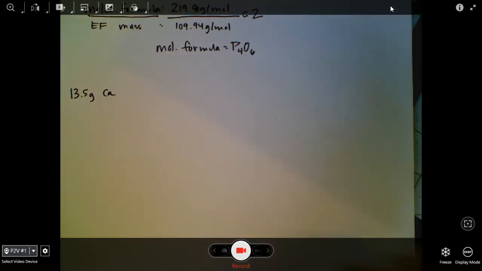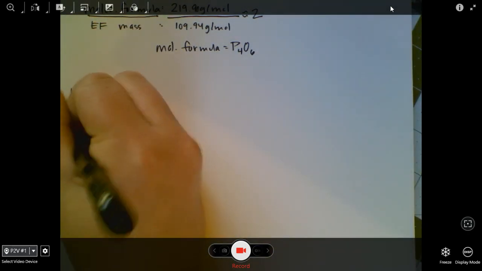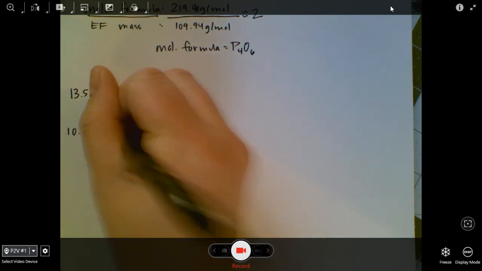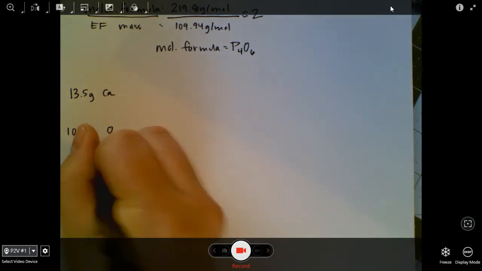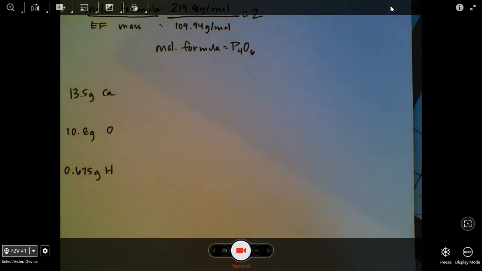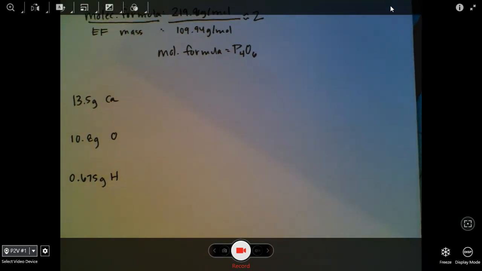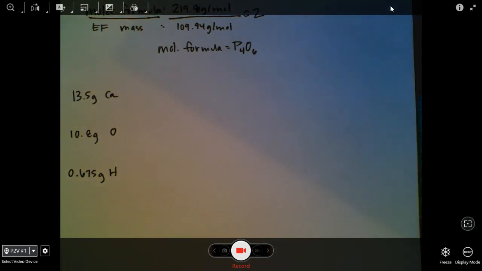All right, so this problem has 13.5 grams of calcium. It has 10.8 grams of oxygen and 0.675 grams of hydrogen. So again, you're starting with masses that are already given to you. You don't need to convert these into a percentage. I do see students sometimes who convert them to percentages and then to a 100-gram sample. And honestly, you're just doing more work. So if you're given the masses, just go straight to the moles.